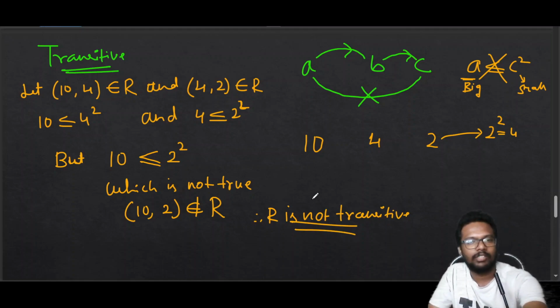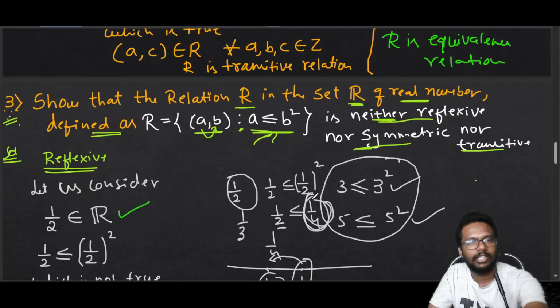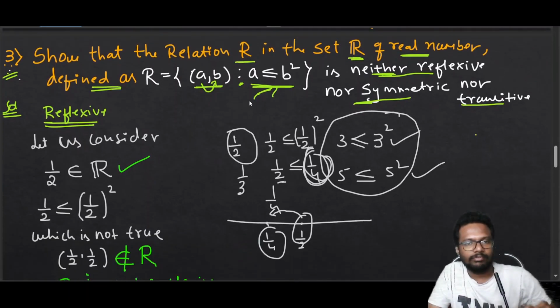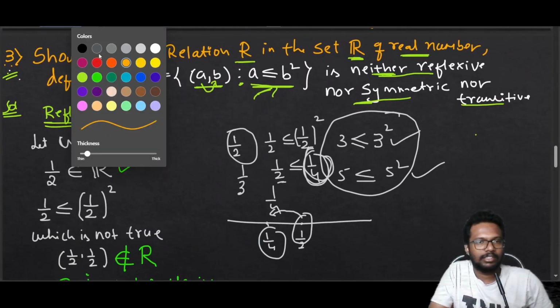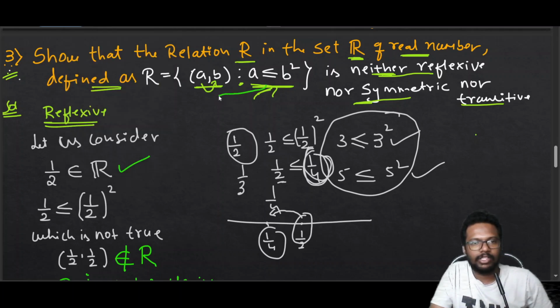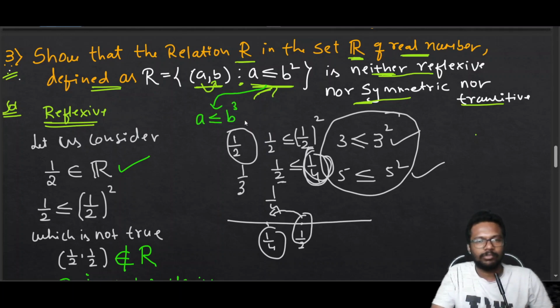So another question is there. In the same way they may ask here: a less than or equals to b square. No, they ask a less than or equals to b cube. Same question, they mention all the same: in real set, relation R in a set R is defined as R equals to the ordered pair a comma b, such that they mention a less than or equals to b cube. In the place of square they mention cube.